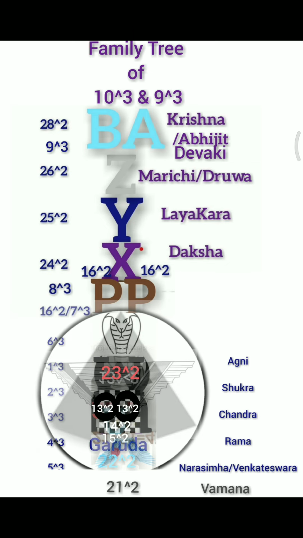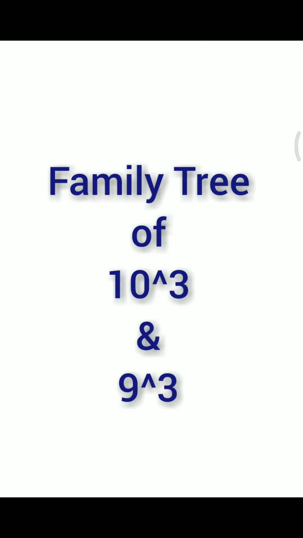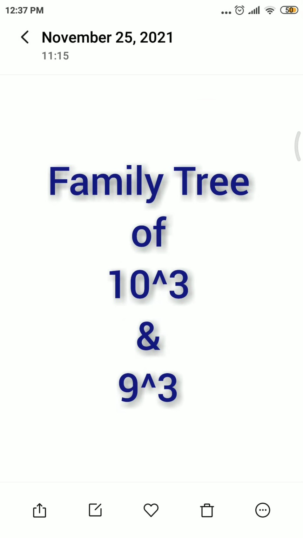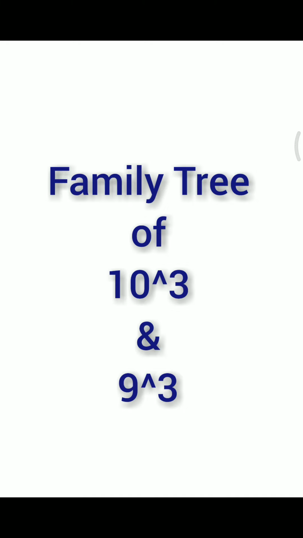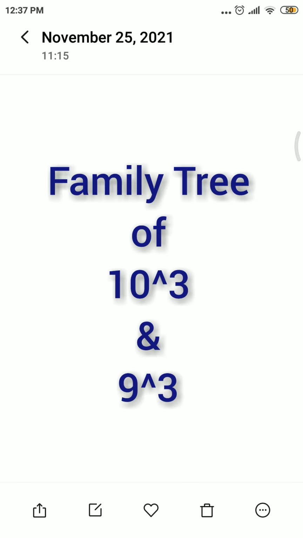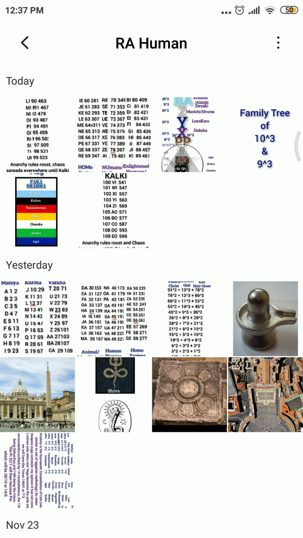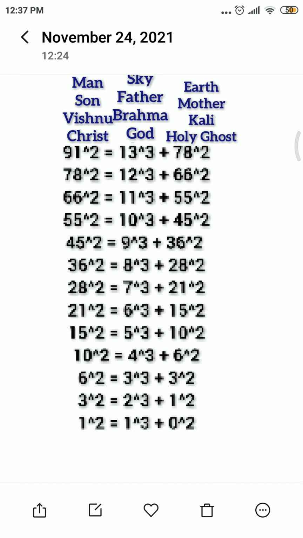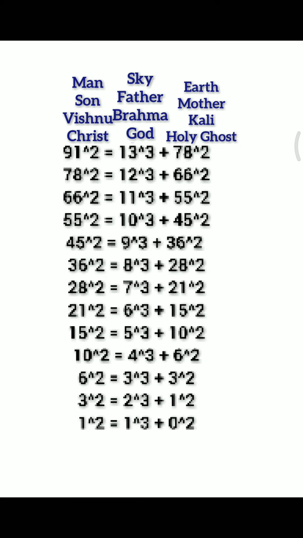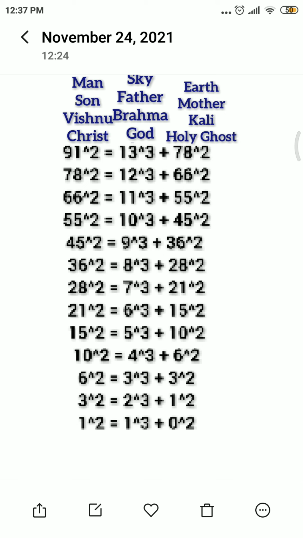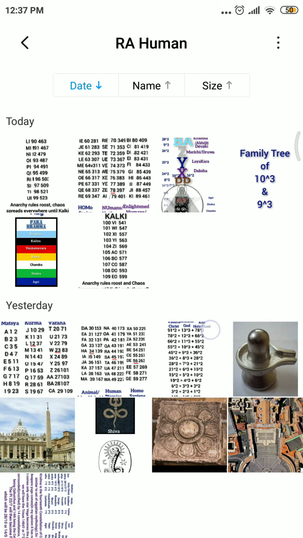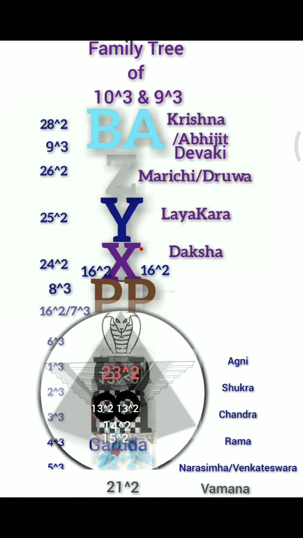So the topic for today's discussion is basically the family tree of 10 cube and 9 cube. You may be wondering why I am calling this 10 cube and 9 cube. It is weird. See, going by this logic, the father should be a cube and the mother should be a square. But you are saying both father and mother are cubes, right? So I will clarify that. So this is the family tree of 10 cube and 9 cube.